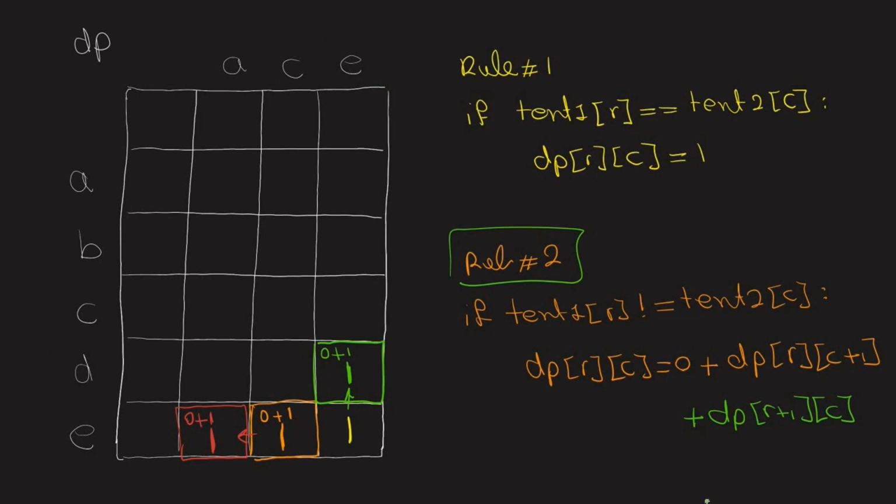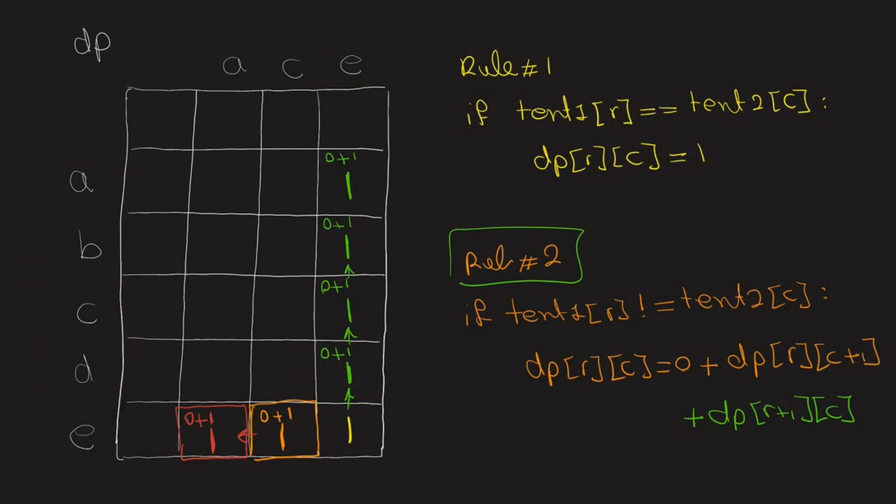Okay, let's continue for another one. So for example, between E and CDE, again, C doesn't match E. 0 plus 1 coming from here. So it's gonna be 1. Now between E and BCDE, again, B doesn't match E. It's 0 plus 1 coming from down. So it's gonna be 1. Now matching E between ABCDE. Again, E doesn't match A. 0 plus 1 comes from down. So it's gonna be 1 here. So our formula so far is correct.